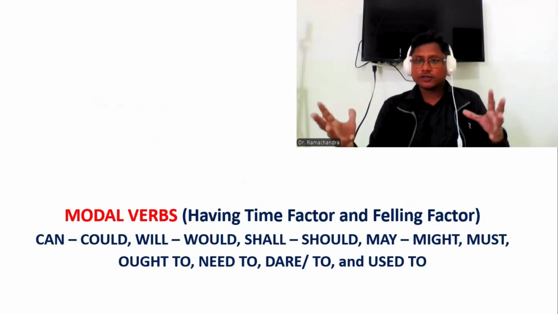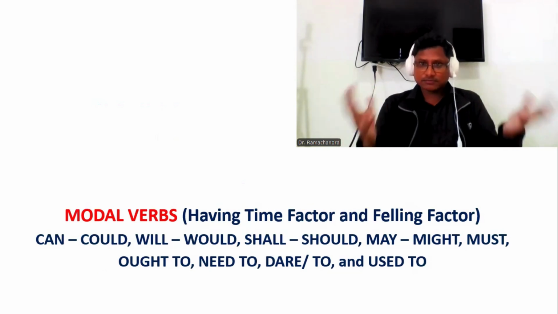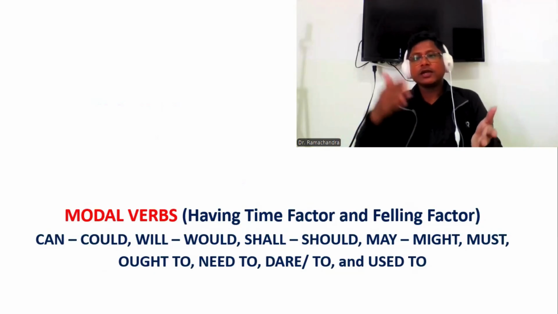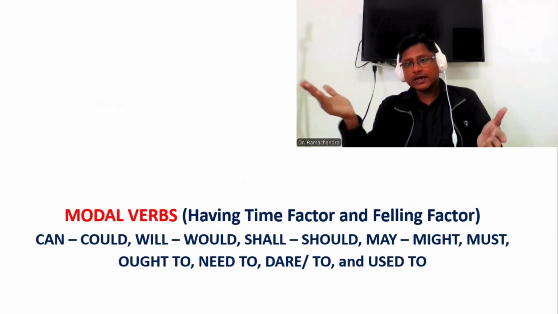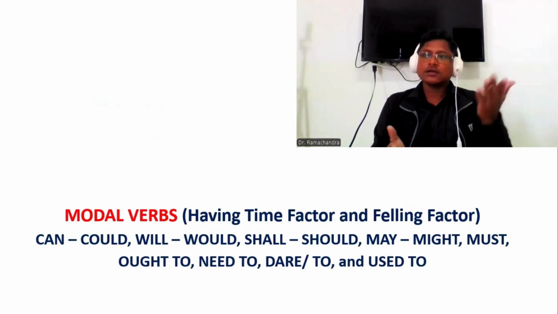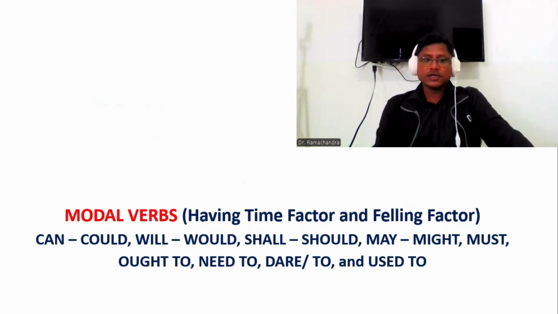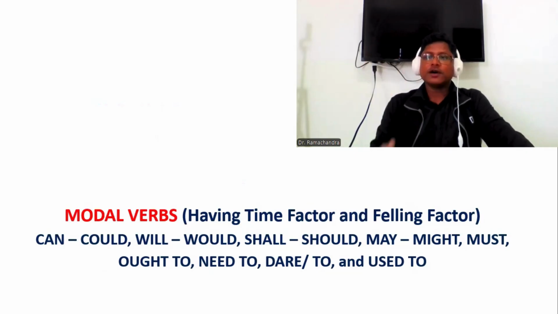So, the past tense and future tense. Can, we can use it in present and we can use it in past. And the past form of can is could. So you look at this: can, could, will, would, shall, should, may, might, must, ought to, need to, dare to, and used to. Used to we use for past habits of the people. So these are auxiliary verbs and modal verbs.